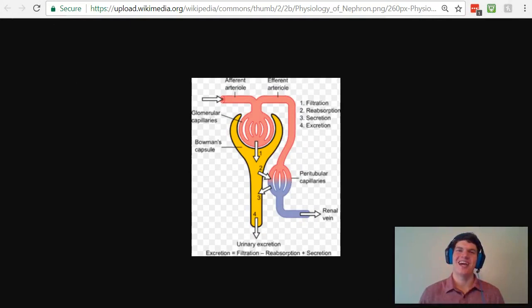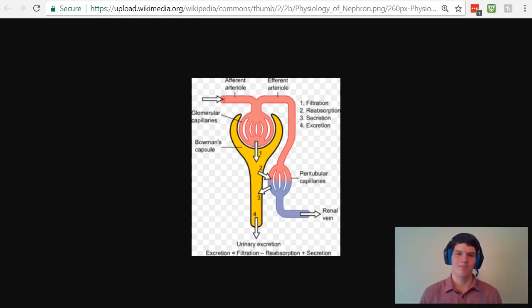I really like this diagram because I think it does a fantastic job at summarizing the key physiology and anatomy of the nephron. Remember, the nephron is a microscopic unit within the kidney, and we call it the functional unit of the kidney because it's the part of the kidney that does all the work. So there's a bunch of mini, tiny little filters inside the entire kidney that are all doing the work of the kidney.